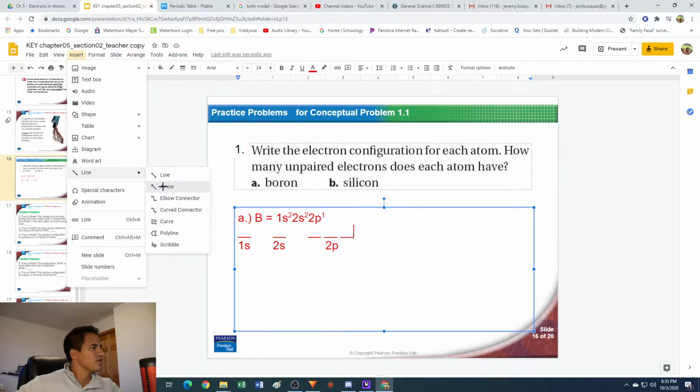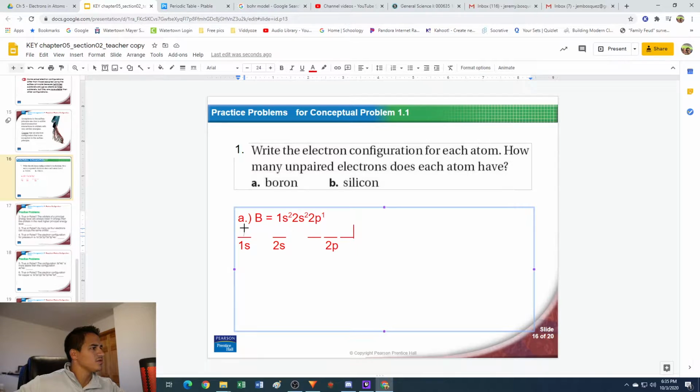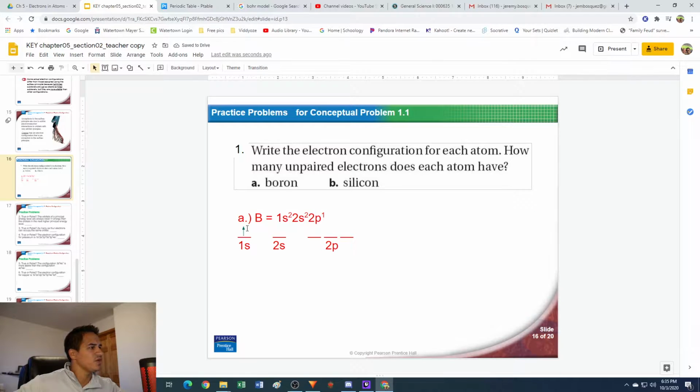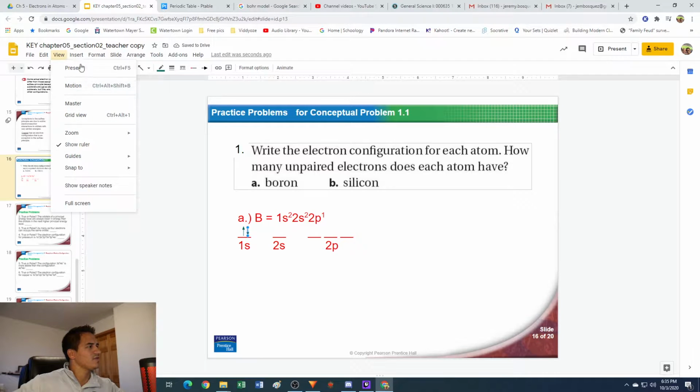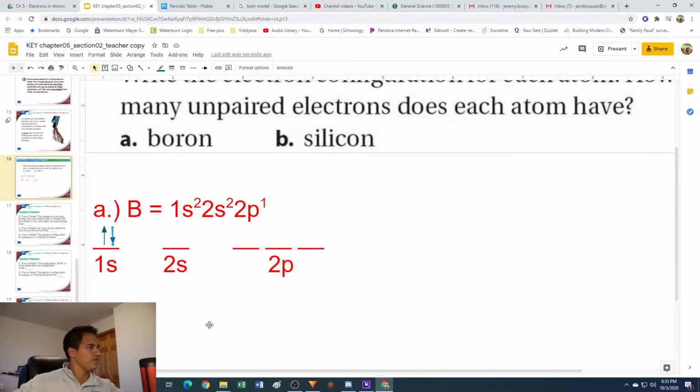So let's see if we can do this. Let's do arrow. Okay, there's going to be the first one there. And then let's do this again, arrow. Second one will be here, and we'll lengthen it a little bit. It's just a little bit touchy. Sorry, I've never used this arrow thing before, so I apologize if it's a little bit weird. Maybe it's better to zoom in.